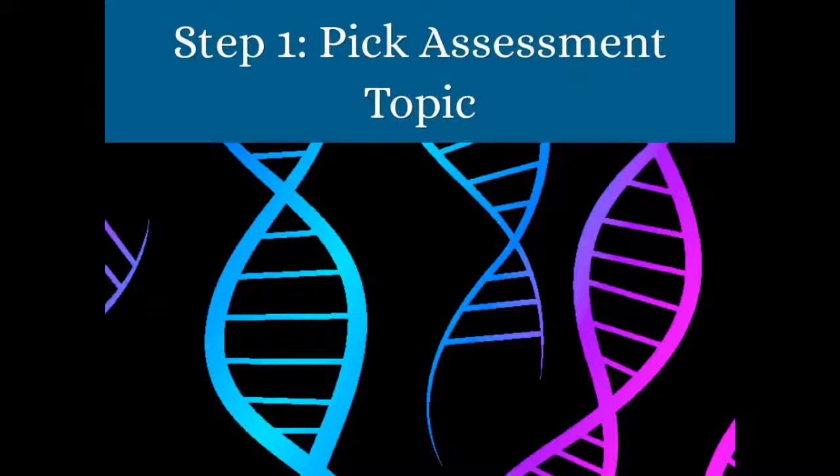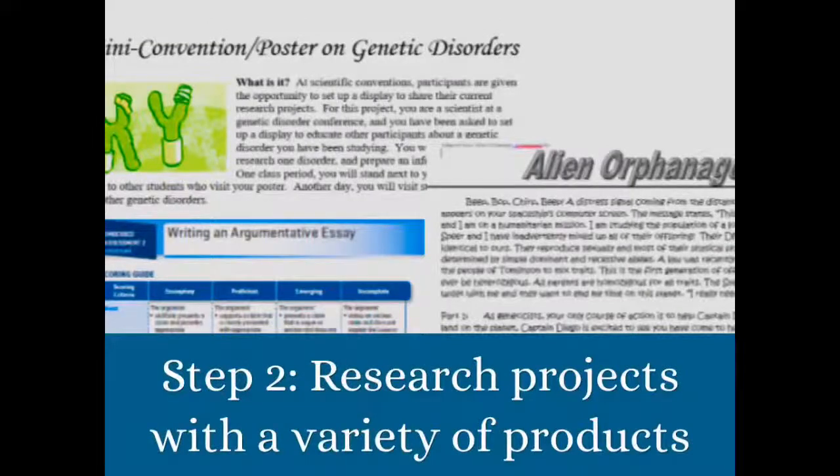The first step of the passion project activity and strategy is to pick your assessment topic, and I chose to do this at the end of the unit as an alternative to a written test, but you can also do this in addition to a test if you want to do an extra assessment. The second step is to research a bunch of projects with a variety of products, but it's important to keep the student's interests in mind.